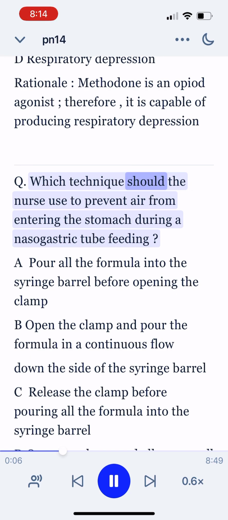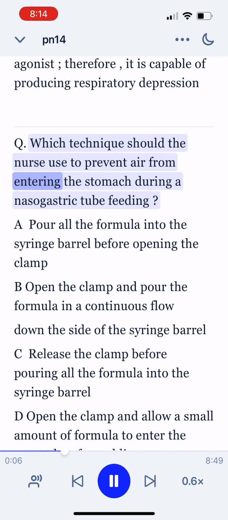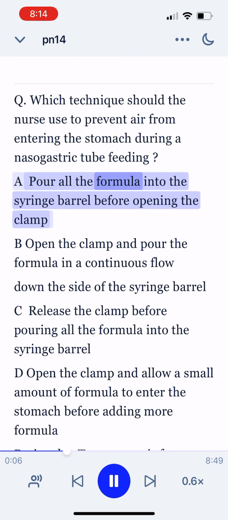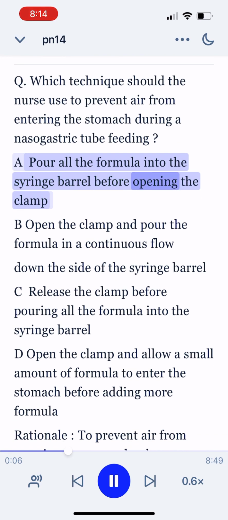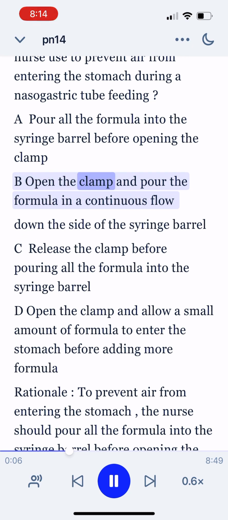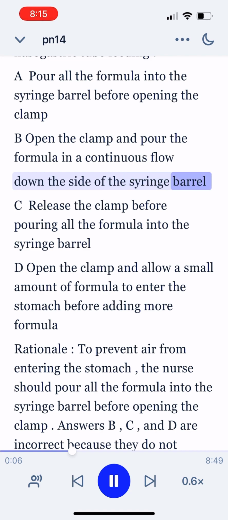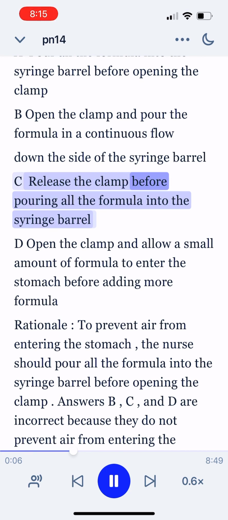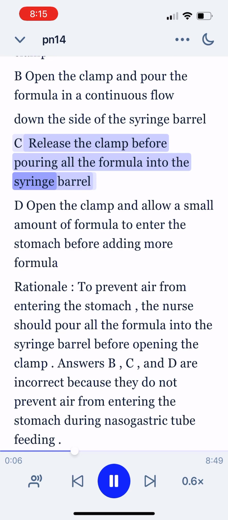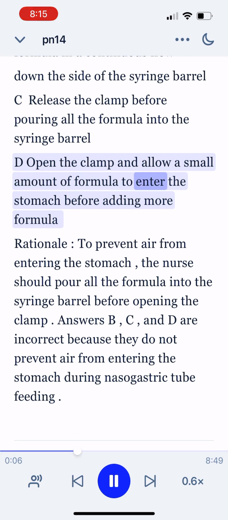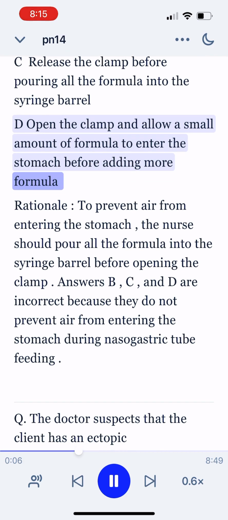Q. Which technique should the nurse use to prevent air from entering the stomach during a nasogastric tube feeding? A. Pour all the formula into the syringe barrel before opening the clamp. B. Open the clamp and pour the formula in a continuous flow down the side of the syringe barrel. C. Release the clamp before pouring all the formula into the syringe barrel. D. Open the clamp and allow a small amount of formula to enter the stomach before adding more formula.